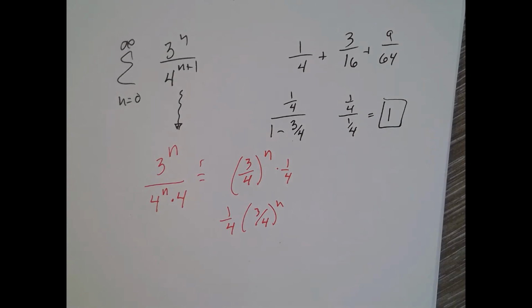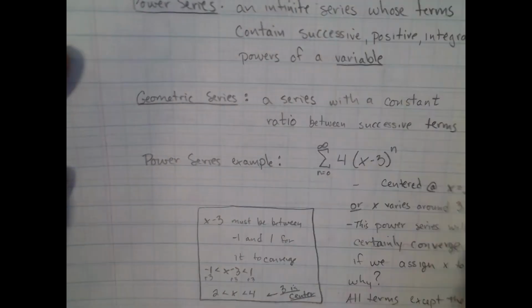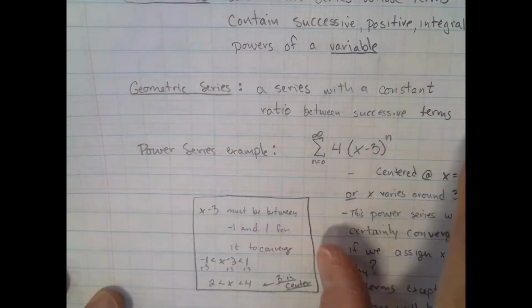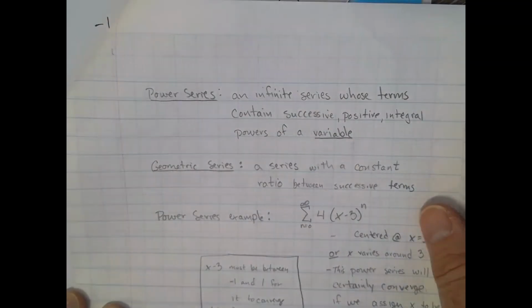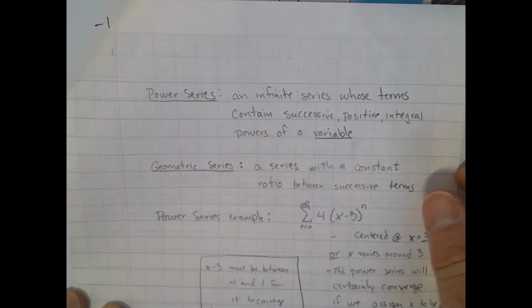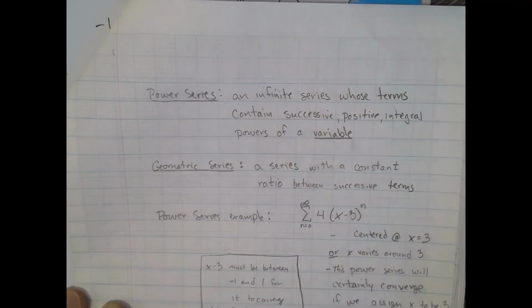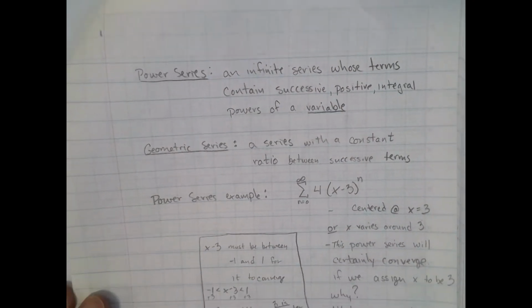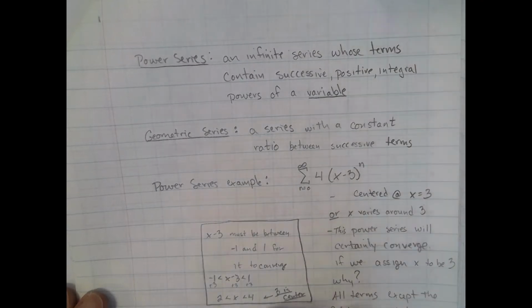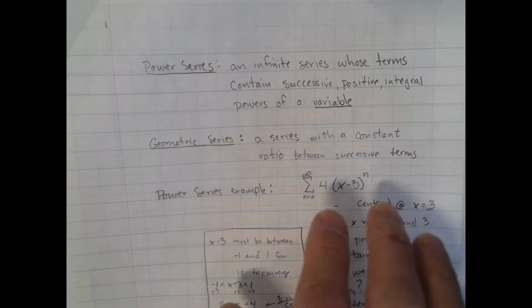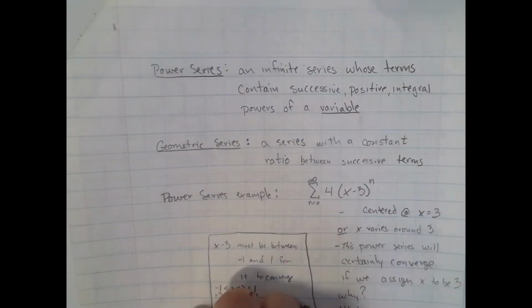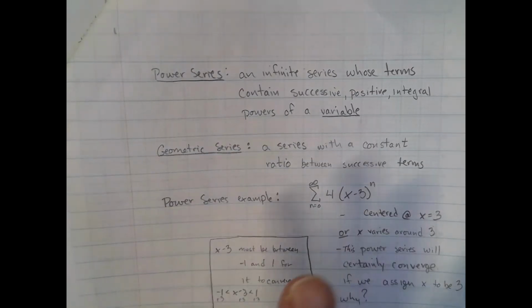Okay, so power series: an infinite series whose terms contain successive positive integral, meaning integers, powers of a variable. Okay, so that definition is confusing. A geometric series is what we've been talking about. If you're multiplying by the same thing every time, that's called a geometric series. A power series is kind of a more vague version of the geometric series.